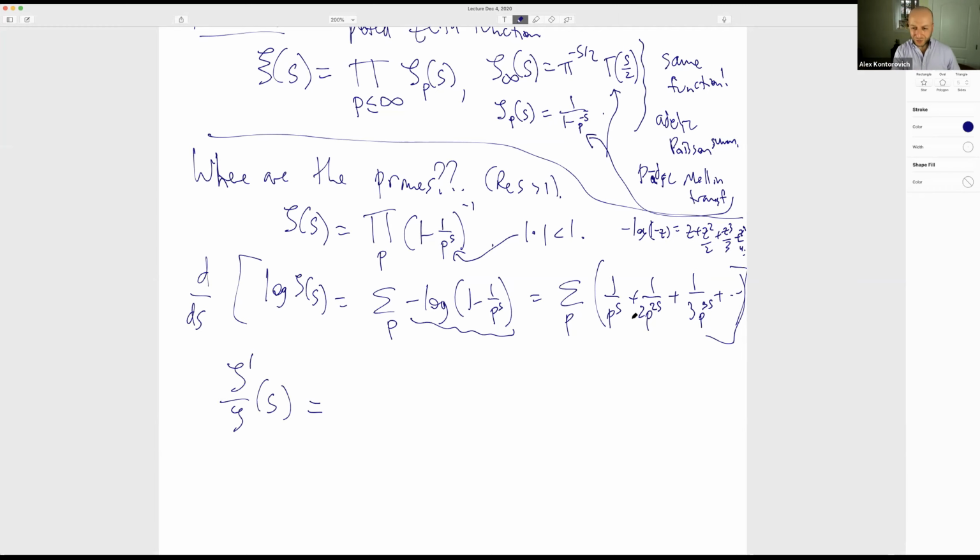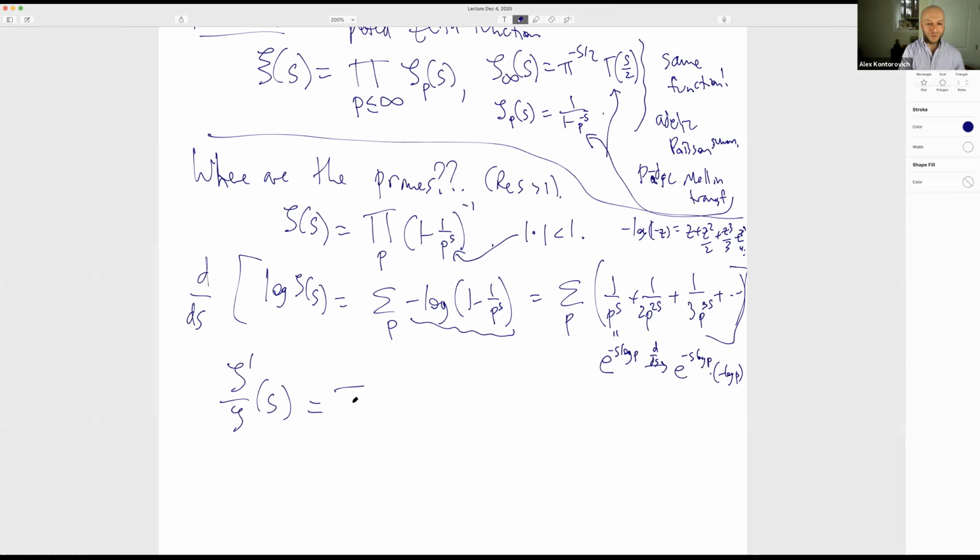And here, each of these factors is e to the minus s log p. If I differentiate that, under d/ds, I get the same e to the minus s log p times the chain rule: a minus log p comes down. So I'm just computing the derivative of p to the minus s, which is p to the minus s times negative log p. And this is, again, calc 1 or something.